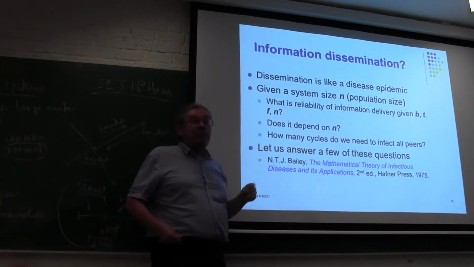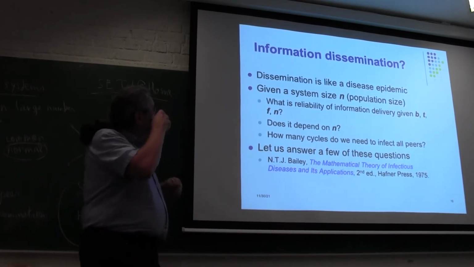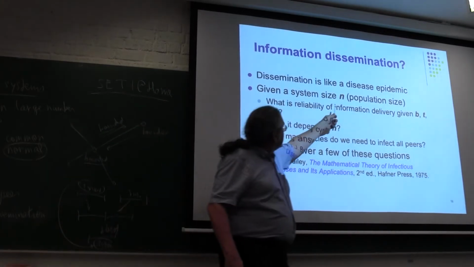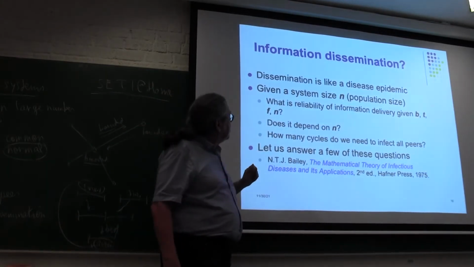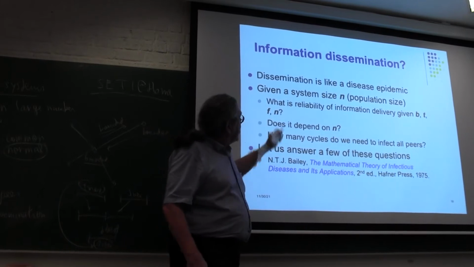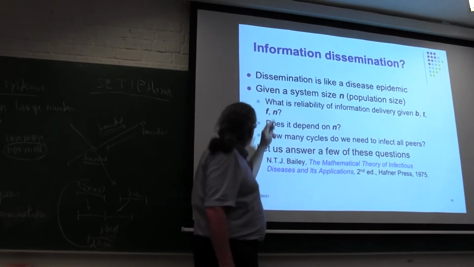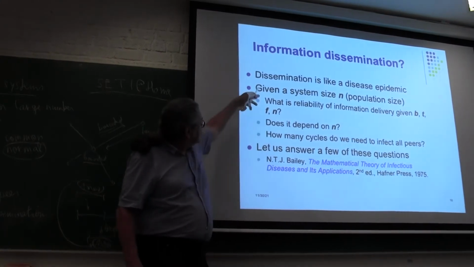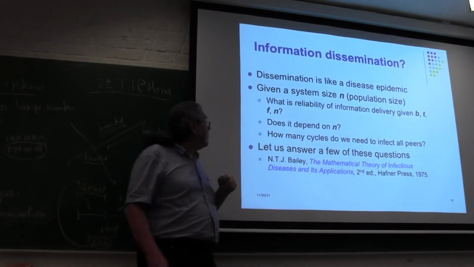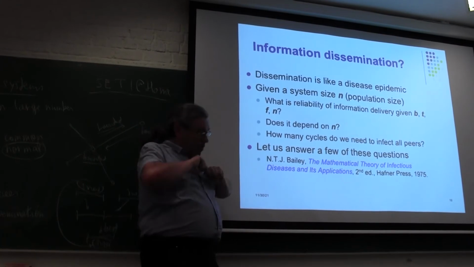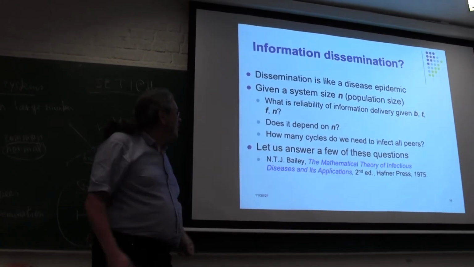This is like disease epidemics. Given a system size n, so there's actually a fourth number, the number of population. So there's B, T, F, and N. So the size of one node, the number of hops, T, the fan out, and the size of the system. So that is determining everything. And information is propagating there.